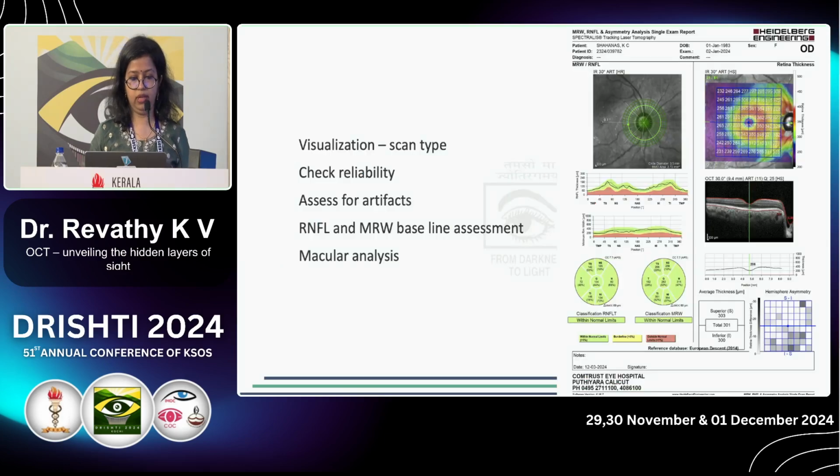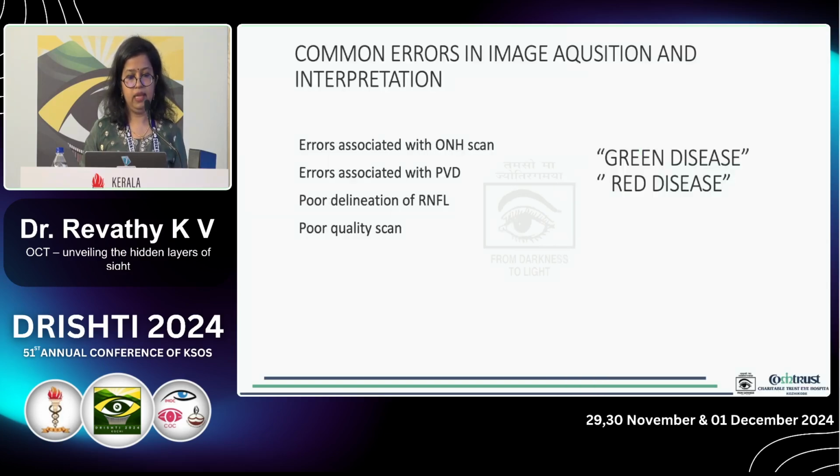So coming to the interpretation of an OCT report, first we should see the reliability, assess for artifacts, RNFL and MRW baseline assessment, and macular assessment. There are various errors associated with the scanning technique, and we should keep in mind the green disease. That is, green disease means that all green doesn't exclude glaucoma, and all red doesn't include glaucoma.